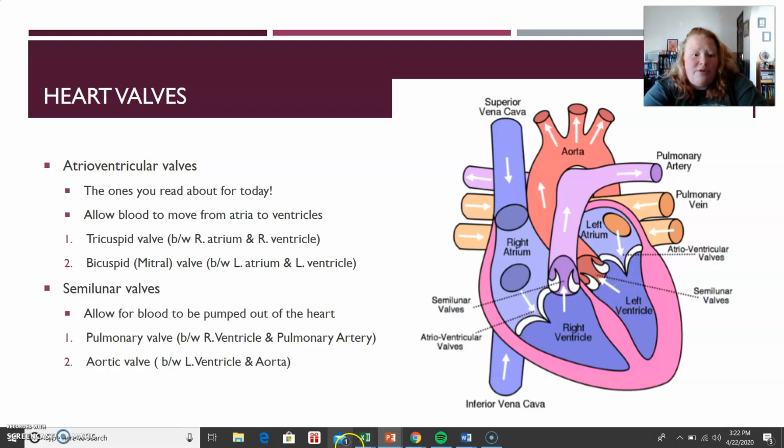Your semilunar valves allow for blood to be pumped out of the heart. So you have your pulmonary valve here between your right ventricle and your pulmonary artery. And then you have your aortic valve here between your left ventricle and your aorta.